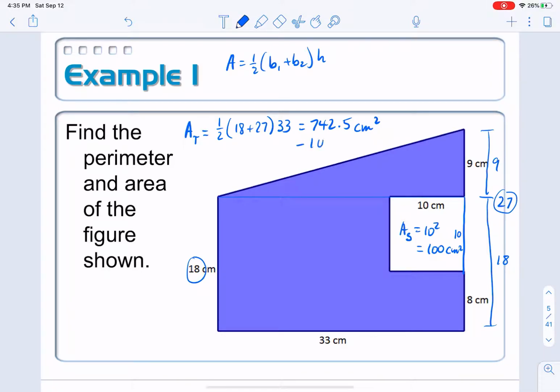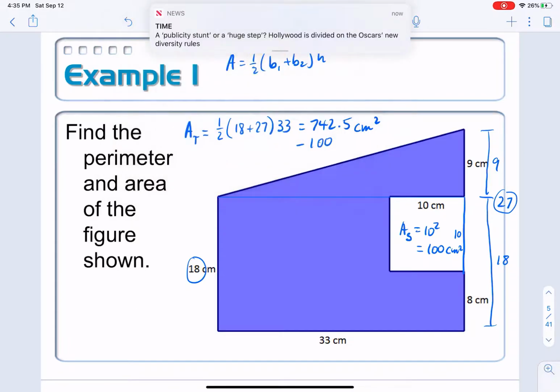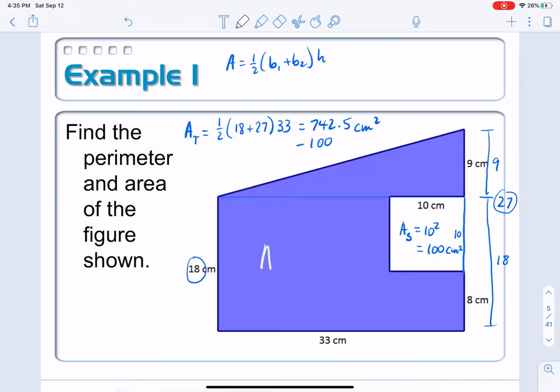So to get the area of the purple part, the original part that we wanted, I'm going to subtract 100 square centimeters from the 742, and then conclude. My area should be equal to exactly 642.5 centimeters squared.